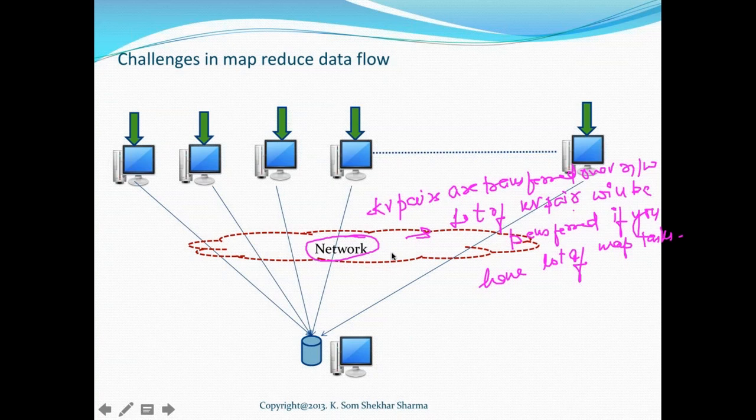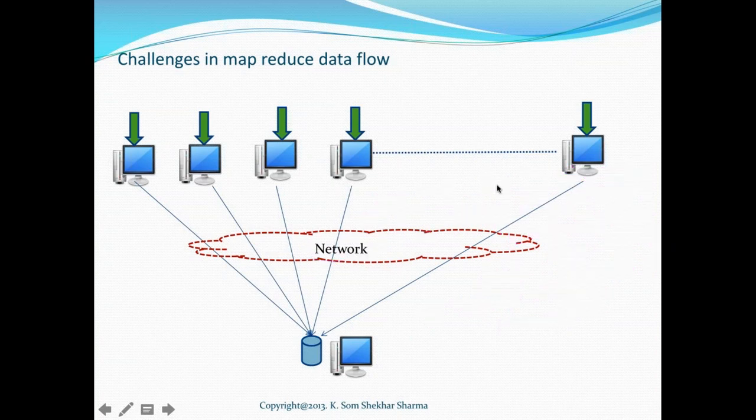So one of the major concerns would be how to reduce the network bandwidth consumption. Is there any way that I can reduce the network bandwidth consumption? Or, in other words, how can I reduce the number of key value pairs that are going to be transferred across the network? You will have some techniques like the combiner, which I'll be introducing later, that will help us in reducing the network bandwidth consumption. But we'll talk about that later.